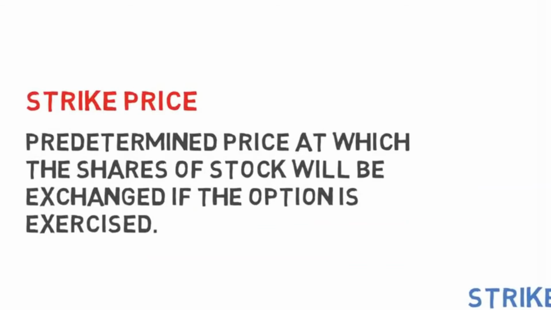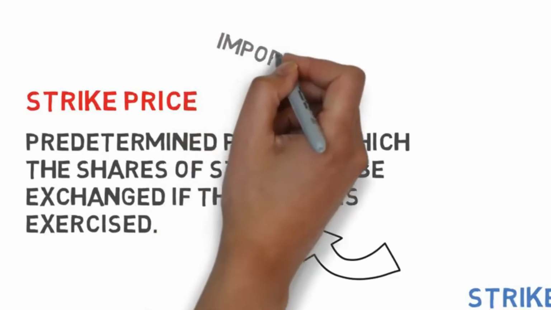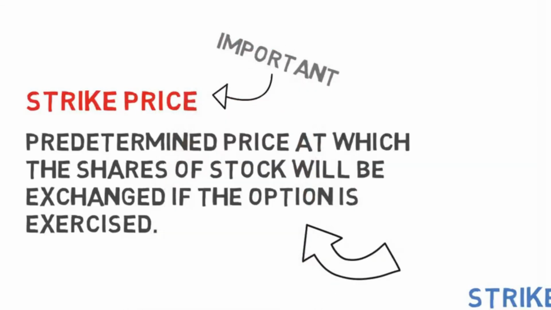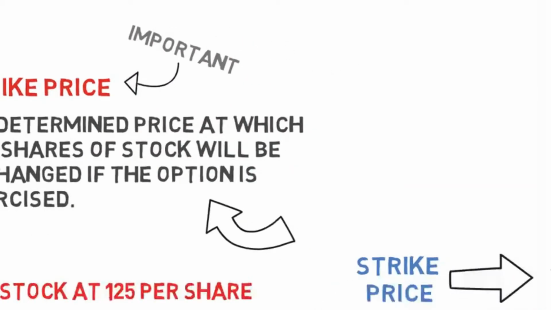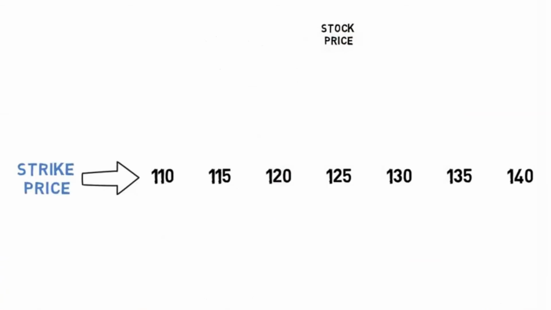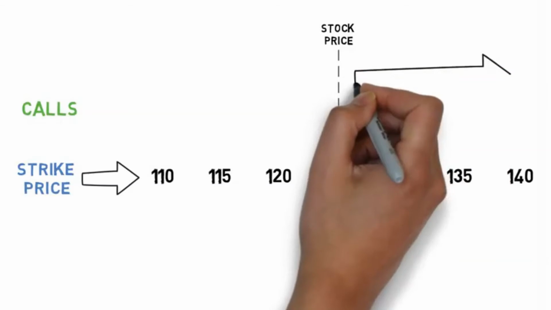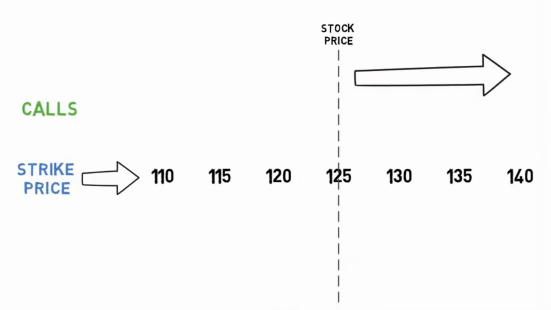Again, the strike price is simply the price that the shares of stock will be exchanged if the option is exercised. Of course, you don't have to own shares of stock to trade options, but the strike price of the option you're trading has a huge effect on what the option's price will be. Let me explain. Let's say the current stock price is $125 per share. For call options, any option that has a strike price above the current stock price is referred to as out of the money.